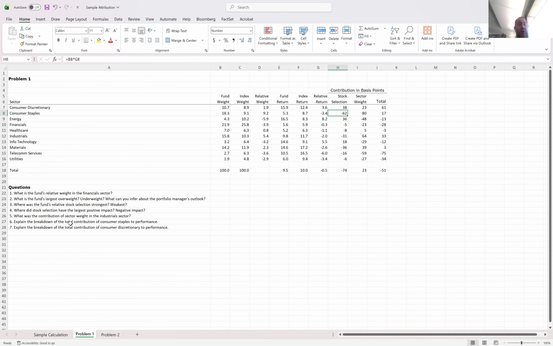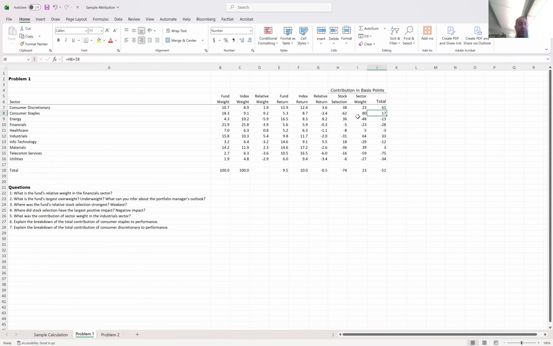Where did the stock selection have the largest positive impact, negative impact? We just covered that. What was the contribution of the sector weight in the industrial sector? So industrials, that's the total. So we're looking at 33. They had some bad stock selection, but their overweight to industrials still helped them more than their bad stock selection in that sector. Explain the breakdown of the total contribution of staples to performance. We already talked about that, right? One kind of netted the other out. Their overweight, which would have been a positive, was offset by bad stock selection.